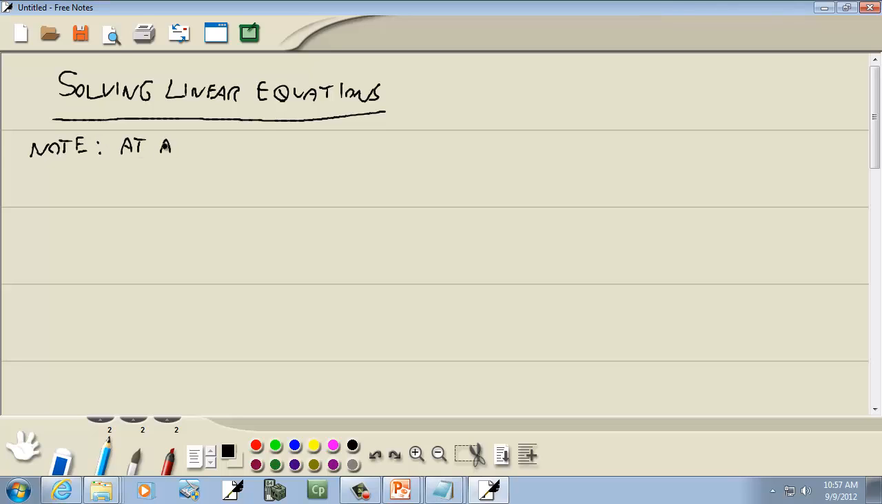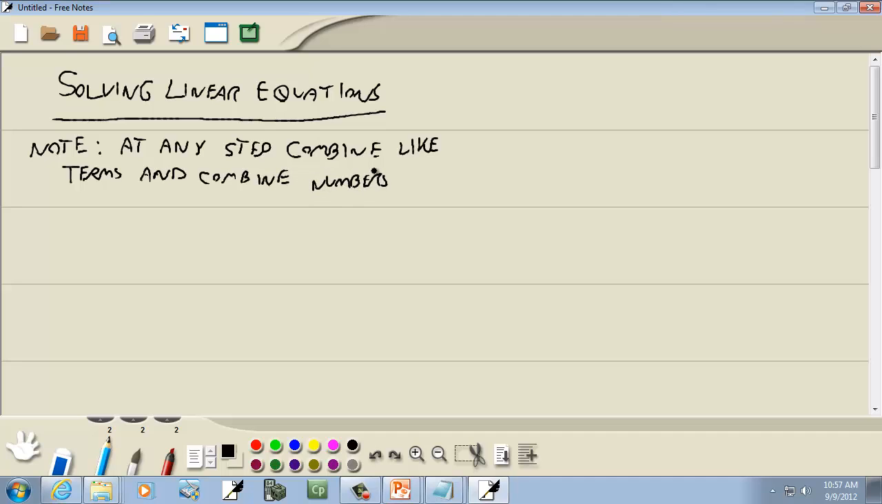It says at any step, combine like terms and combine numbers. That's actually anywhere in algebra you run across that you do that, but you see a lot of it in linear equations.